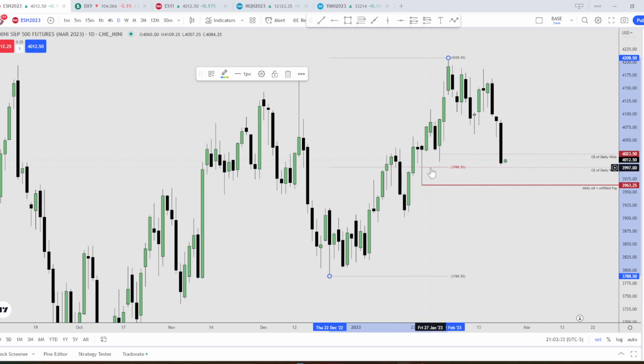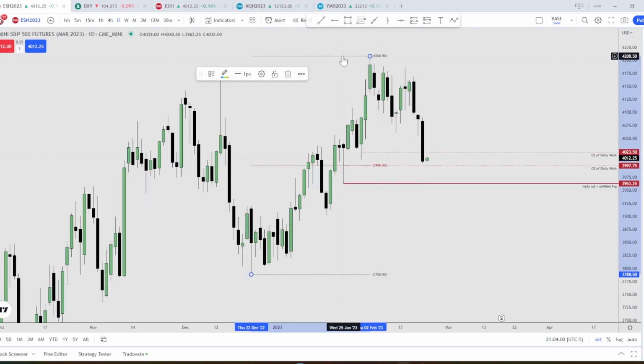Okay, below in discount, what PD arrays do we have? We have this unfilled gap right here, we have relative equal lows sell side, and an unfilled gap as well right here, and of course we have the end of the range sell side. So that's what I'm looking at.